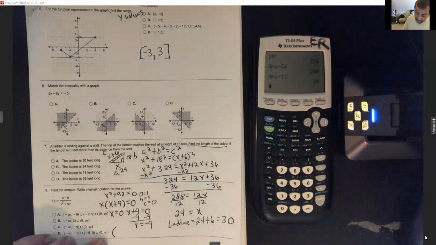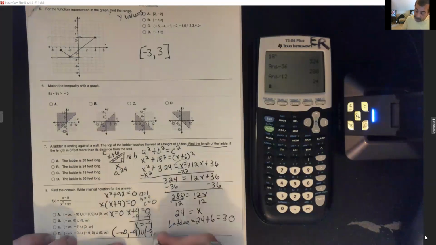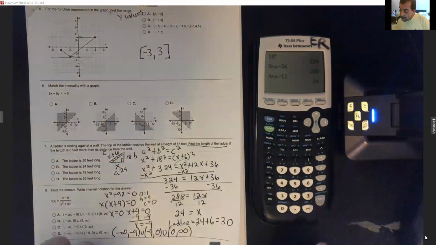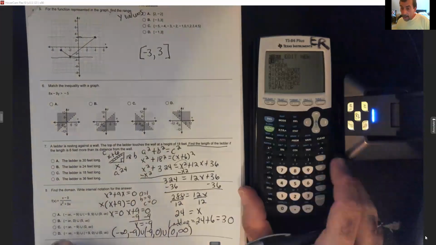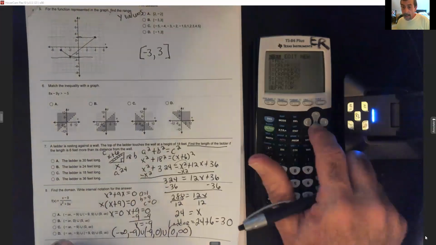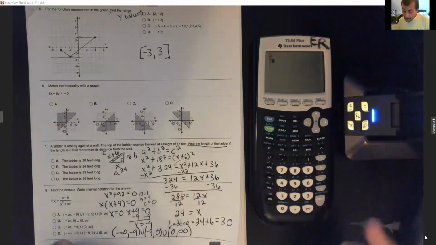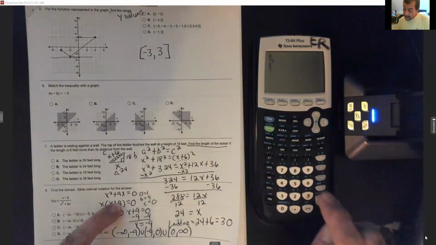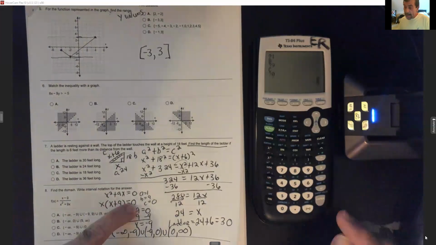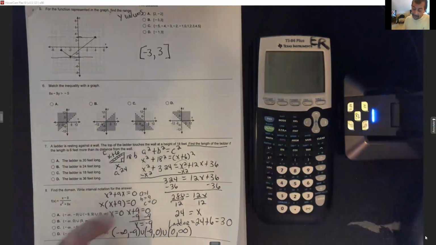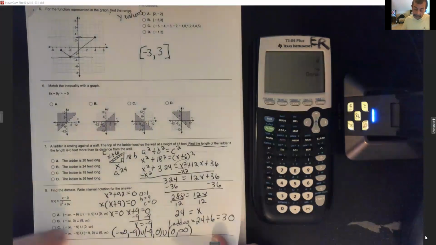So my domain is going to be in interval notation. It starts at negative infinity until it hits negative 9, union negative 9 until it hits the 0, and union 0 till it hits infinity. But y'all watch, I could have went program, went down to quad, hit enter, and then enter again, and I'd have put a 1 for the A, because that was my x squared, 9 for the B, because that's the x term, 0 for the C, and I would have got my 0 and negative 9. And then just write them in interval notation.